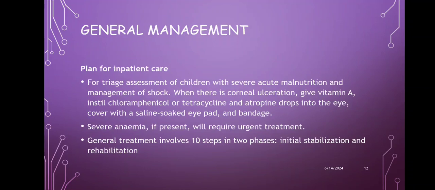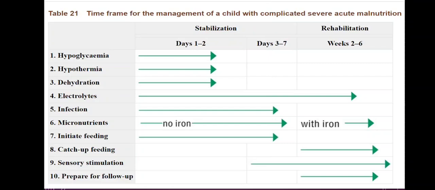General treatment of severe acute malnutrition involves 10 steps, which is divided into two phases. So there's the initial stabilization phase and then there's a rehabilitation phase. This table shows the time frame for the management of a child with complicated severe acute malnutrition. Day 1 to 7 is the stabilization phase, and then weeks 2 to 6 is the rehabilitation phase.